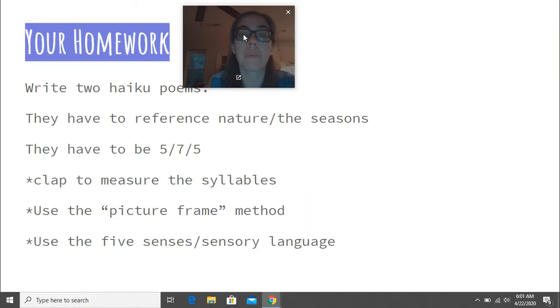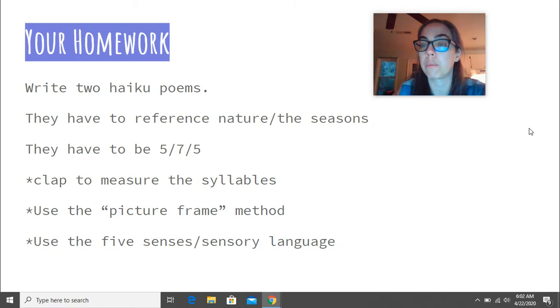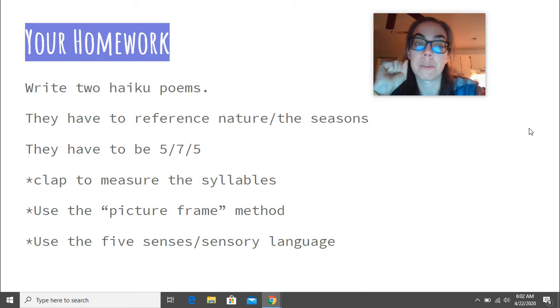So your homework will be due on the following Monday. I want you to write two haiku poems, okay? I want them to reference nature and the seasons. I want you to do your best to make it 5-7-5. You can clap to measure syllables, and I can even scoot back and do that with the others to see if it makes sense.